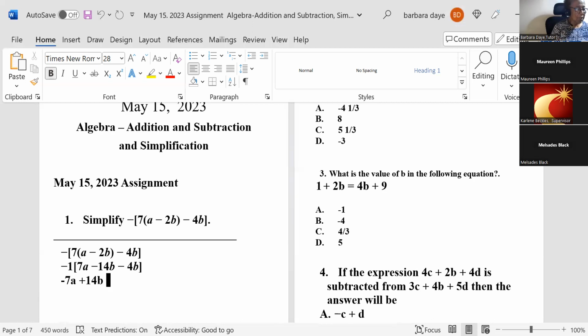4B. Plus or minus? A plus. That's right, plus. Now you can combine the like terms, right? Now, what's a like here? What can you add?